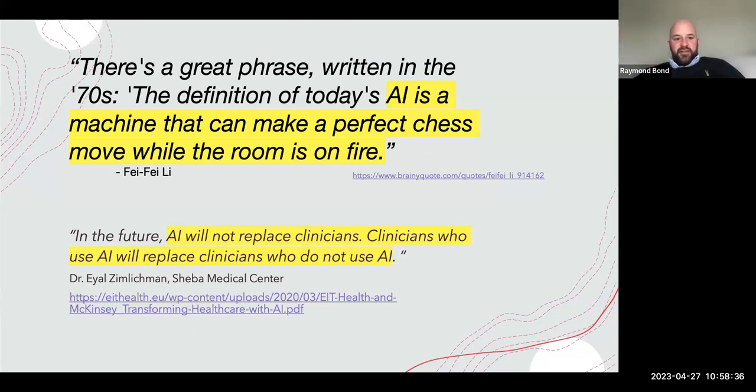So there is a great quote from Fei-Fei Li that I often use, that AI is a machine that can make a perfect chess move when the room is on fire. And that's just to recognize that the human is responsible for the ultimate decision in medicine. The computer doesn't understand context and nuance, and doesn't have the other information that you have as a healthcare professional. However, I'm also reminded of another quote, that AI will not replace clinicians, but clinicians who use AI will replace clinicians who don't use AI. They're two great quotes, and the latter might be a bit harsh, but it isn't my quote.